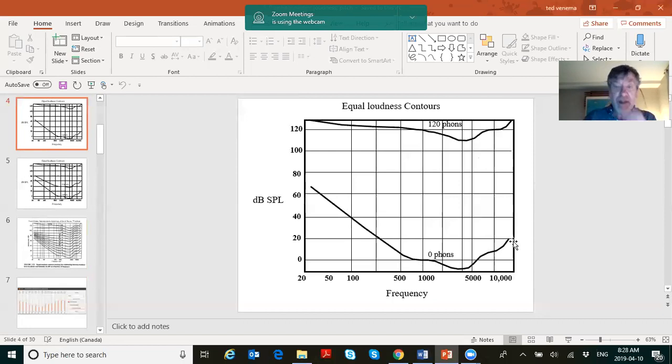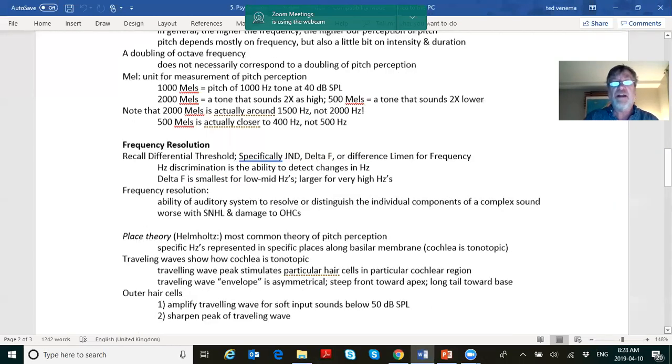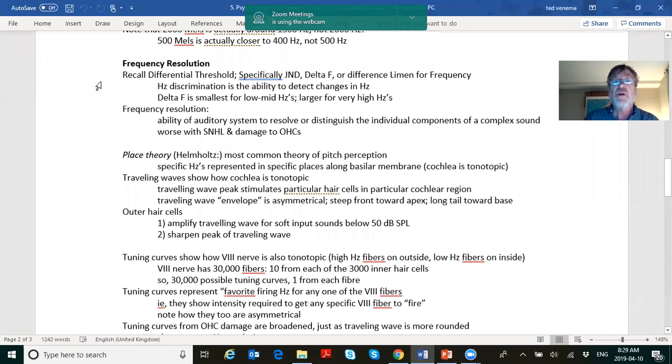That's the point. Let's now move on to where we left off, and this is what we need to look at today. Frequency resolution. Remember a couple of weeks ago we talked about differential threshold as opposed to absolute threshold.